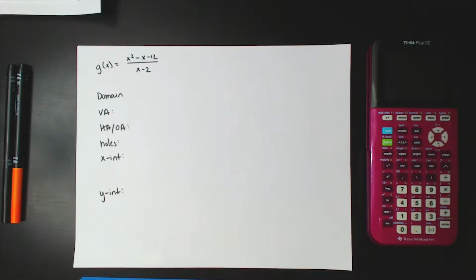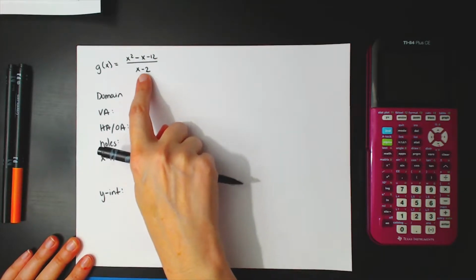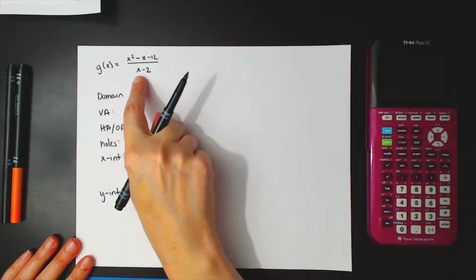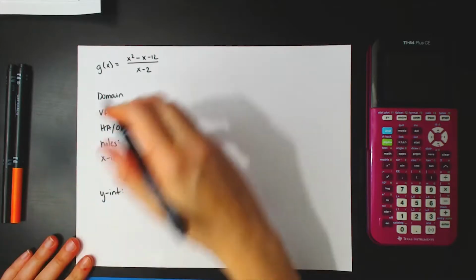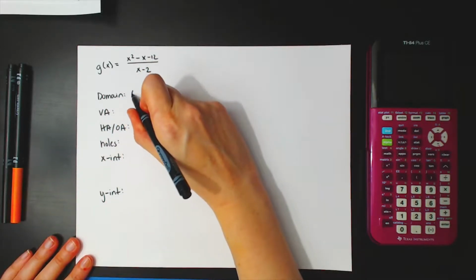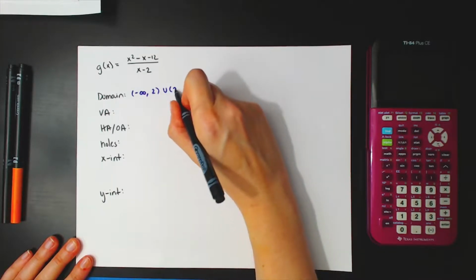When we look at the domain, we want to figure out what values of x are going to make 0 in the denominator. So if my denominator is x minus 2, that means if x equals positive 2, that's going to make my denominator 0. So my domain is going to be everything but 2. And I'm going to go ahead and write that in interval notation.